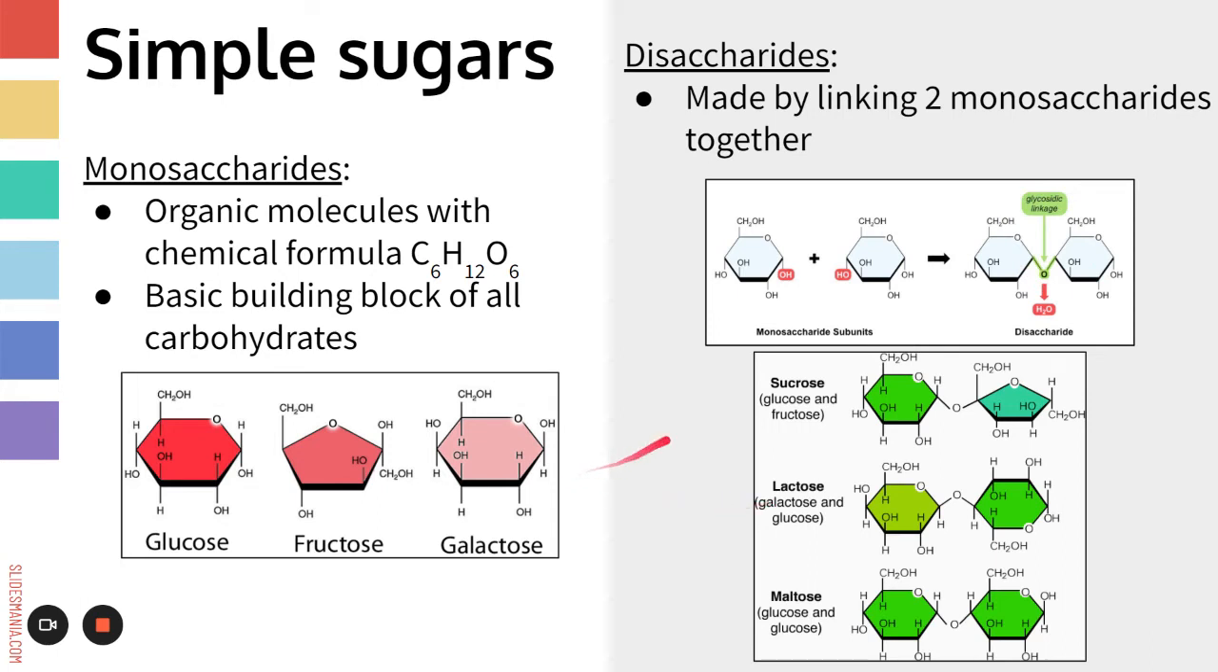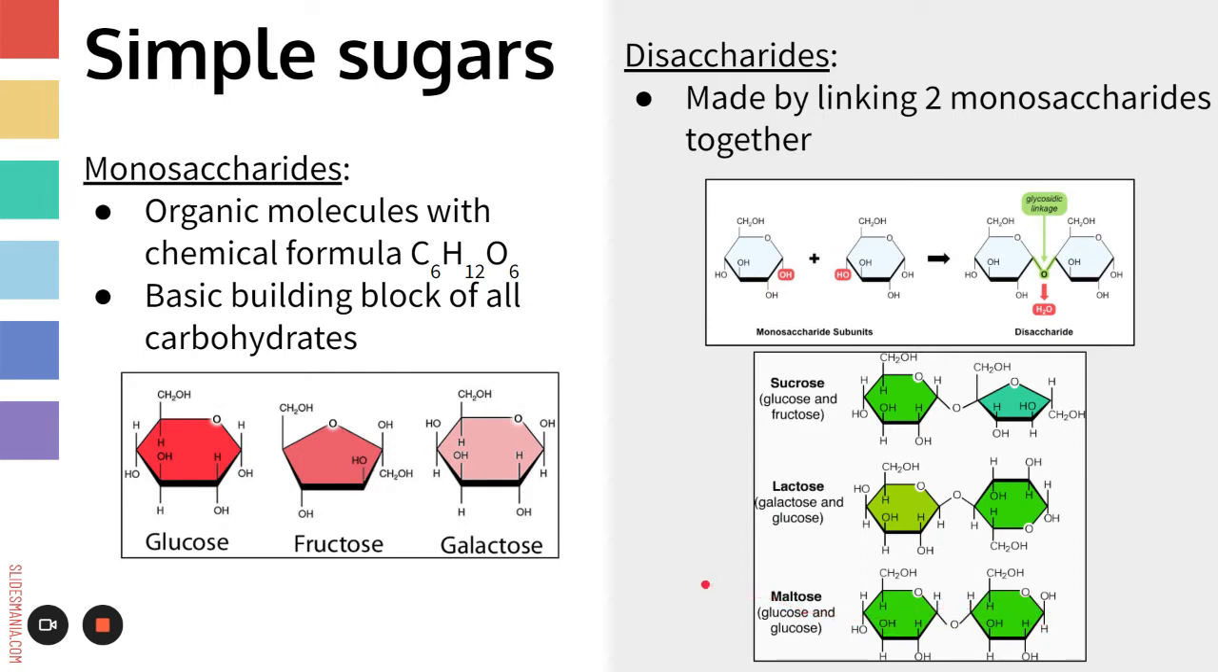So we have different kinds of disaccharides. Sucrose is one example where you join together the monosaccharide glucose and the monosaccharide fructose. If you put them together, you get the molecule sucrose, which is basically just table sugar. Lactose you get by joining two molecules, galactose and glucose, and this is found in milk. And then maltose is two glucose molecules together.